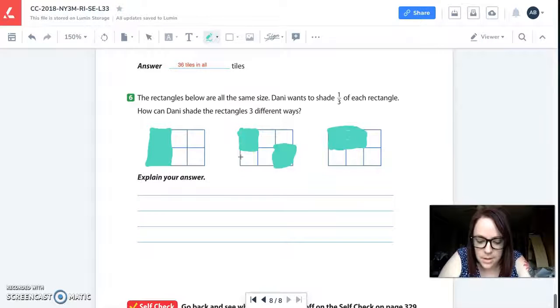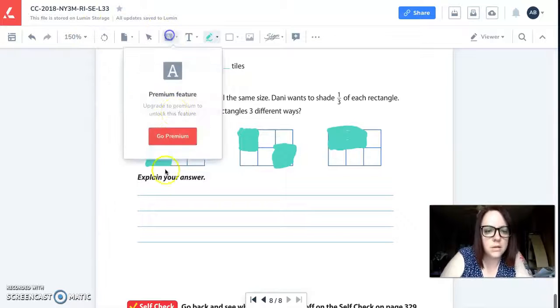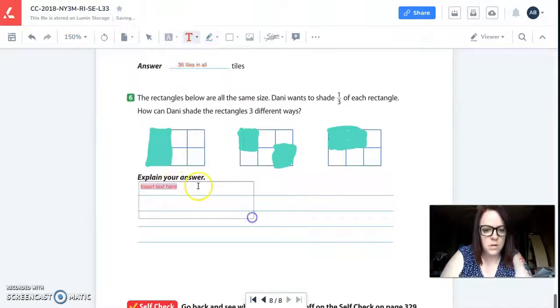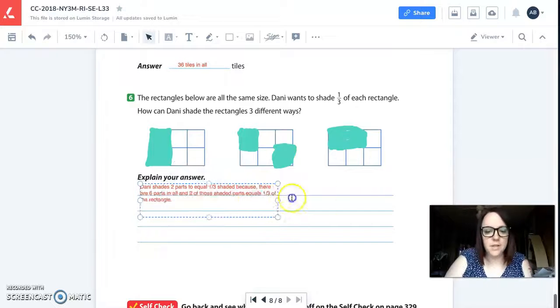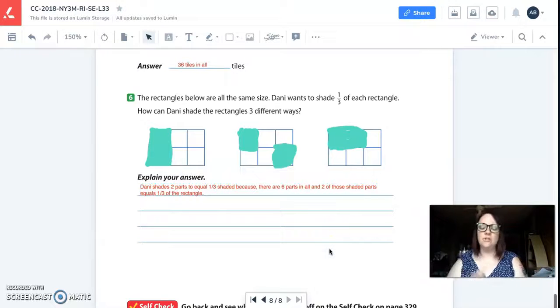So, Danny shades 2 parts to equal 1/3 shaded because there are 6 parts in all and 2 of those shaded parts equals 1/3 of the rectangle. That one was a little tough to explain your answer. It's easier to show in pictures on that kind of question, but I hope you still understood it.